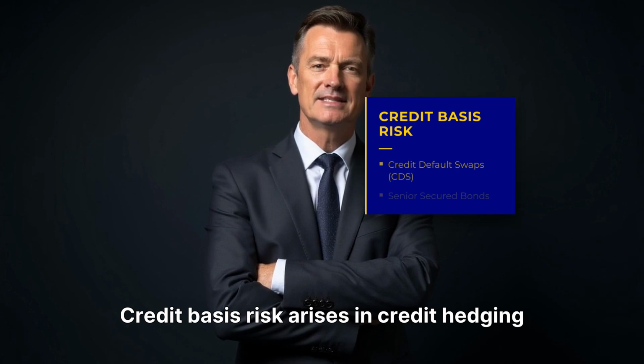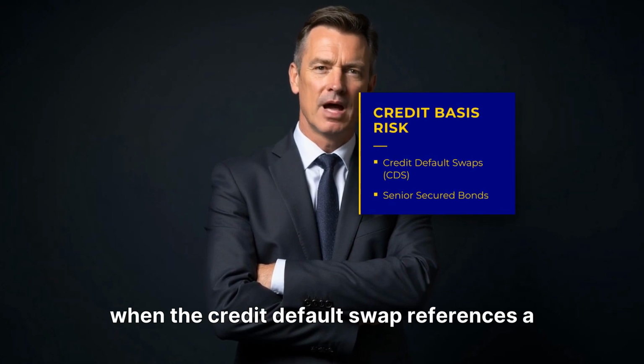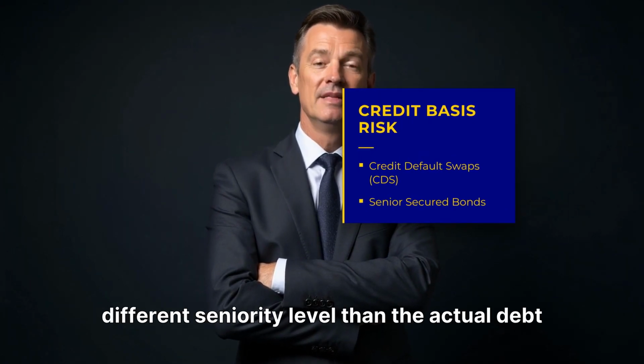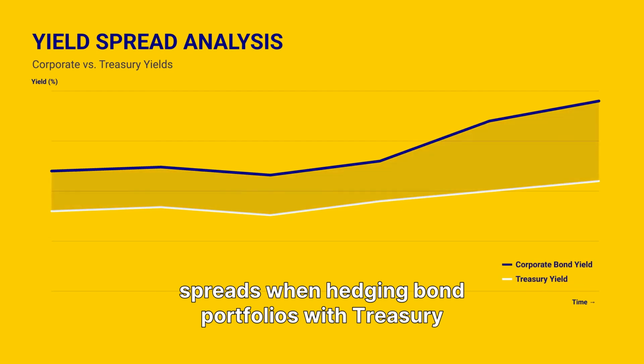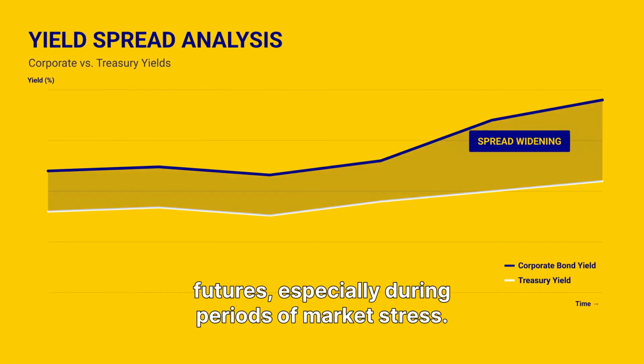Credit basis risk arises in credit hedging when the credit default swap references a different seniority level than the actual debt exposure being hedged. Fixed income managers retain exposure to credit spreads when hedging bond portfolios with Treasury futures, especially during periods of market stress.